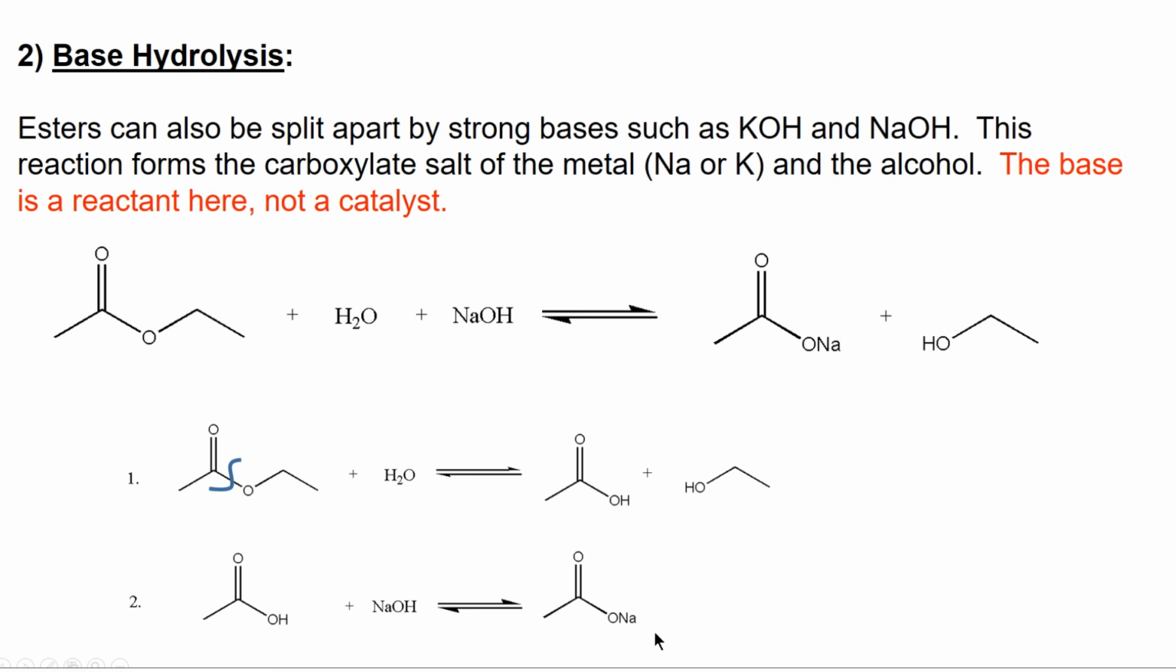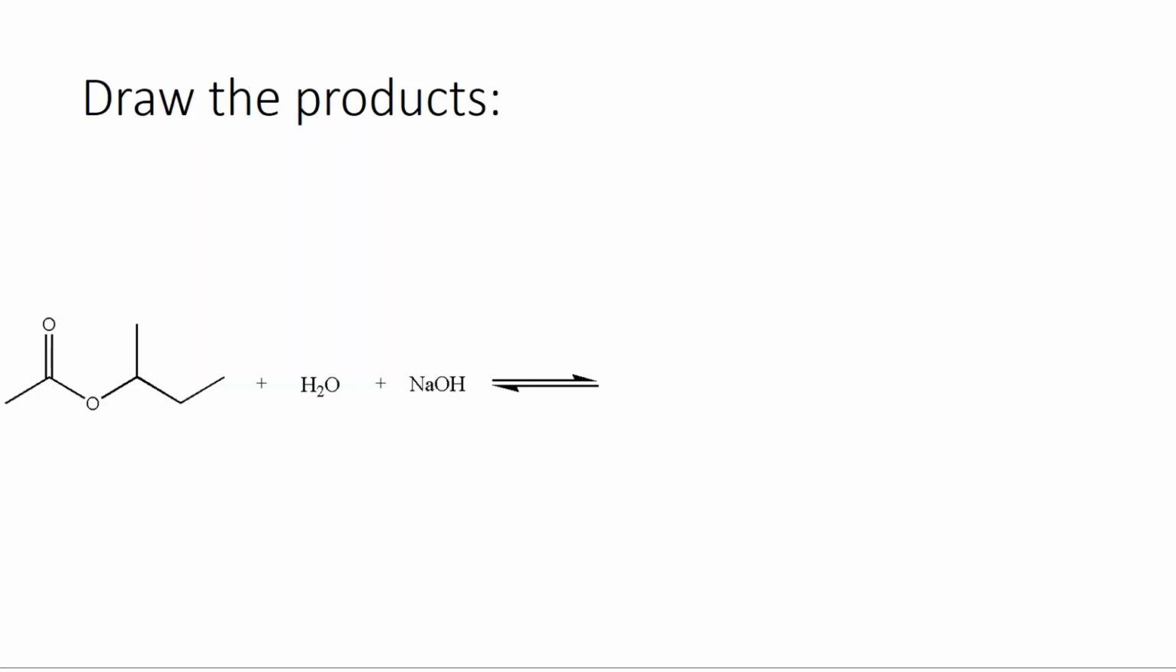Base hydrolysis is similar to acid hydrolysis, except that because you have a base, you will not produce your carboxylic acid. It's going to keep reacting until you form your carboxylate ion. So, give that a shot. What are your products going to be?